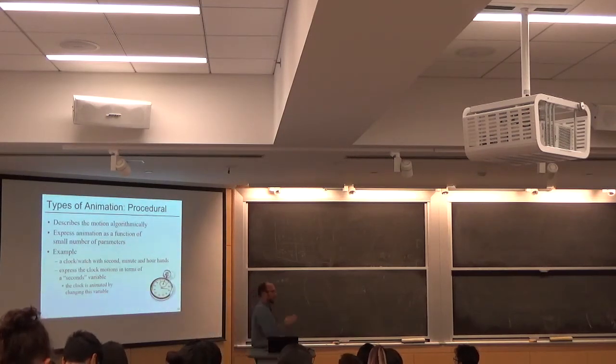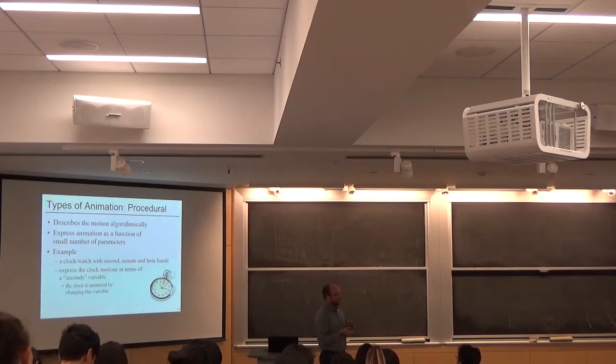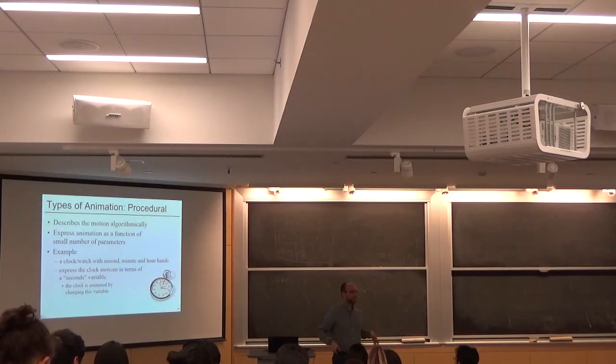And an example of a procedural animation might be that I tick the time forward, and then behind the scenes, my code works out the positions of the different hands of the clock, rather than explicitly giving keypoints for all of those positions. Hopefully you guys see the difference there.